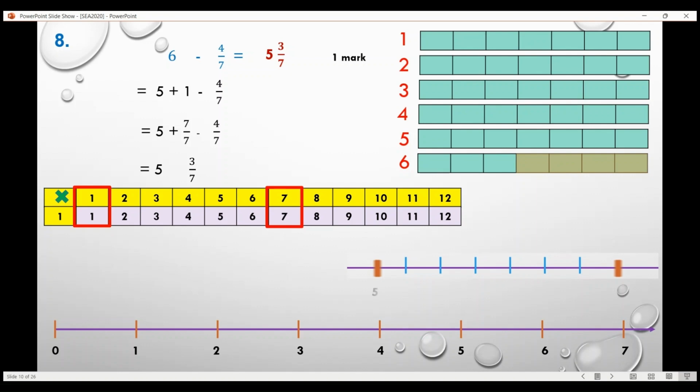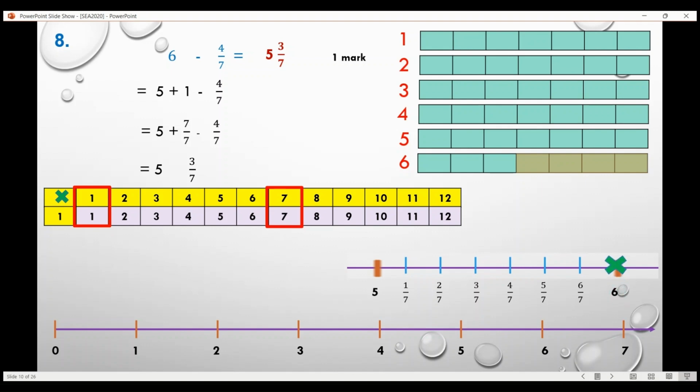And if we put the numbers on, we started at 5, 5 and 1 seventh, 5 and 2 sevenths, 5 and 3 sevenths, 4 sevenths, 5 sevenths, 6 sevenths, and 7 sevenths. And of course, 5 and 7 sevenths is 5 and a whole, which is 6. So this is a different way of representing it. And look at the question again. We're starting with 6. So let's put a little marker here.